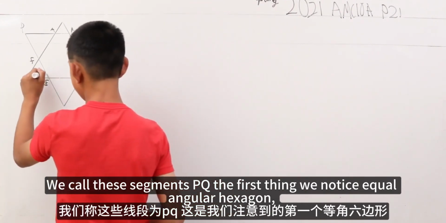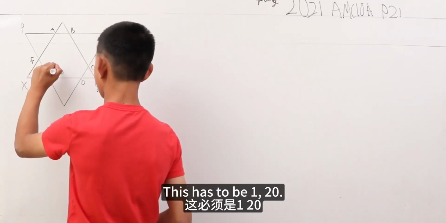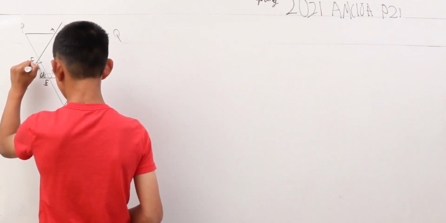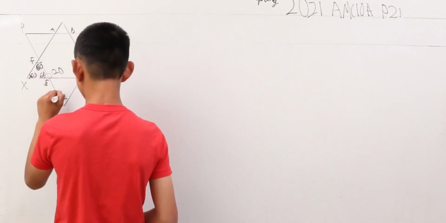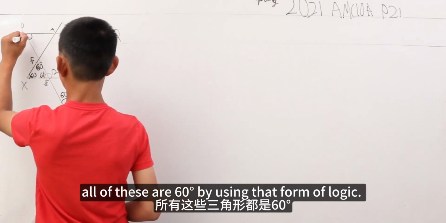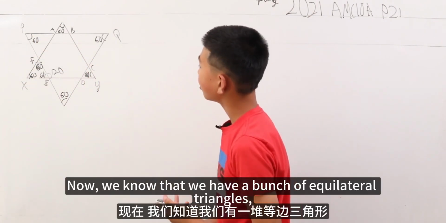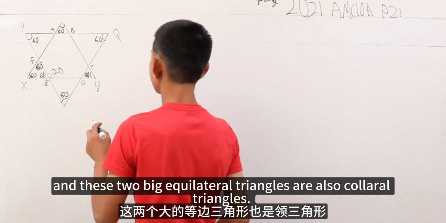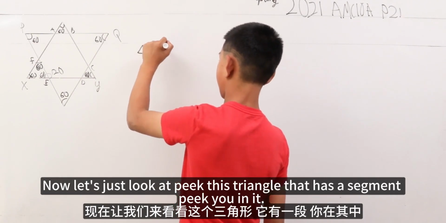The first thing we notice, equiangular hexagon. That means a normal hexagon, equal angles. This has to be 120. That means all these triangles are 60, 60, and 60. So the same logic can be said for all these triangles. All of these are 60 degrees by using that form of logic. Now we know that we have a bunch of equilateral triangles, and these two big triangles are also equilateral triangles.